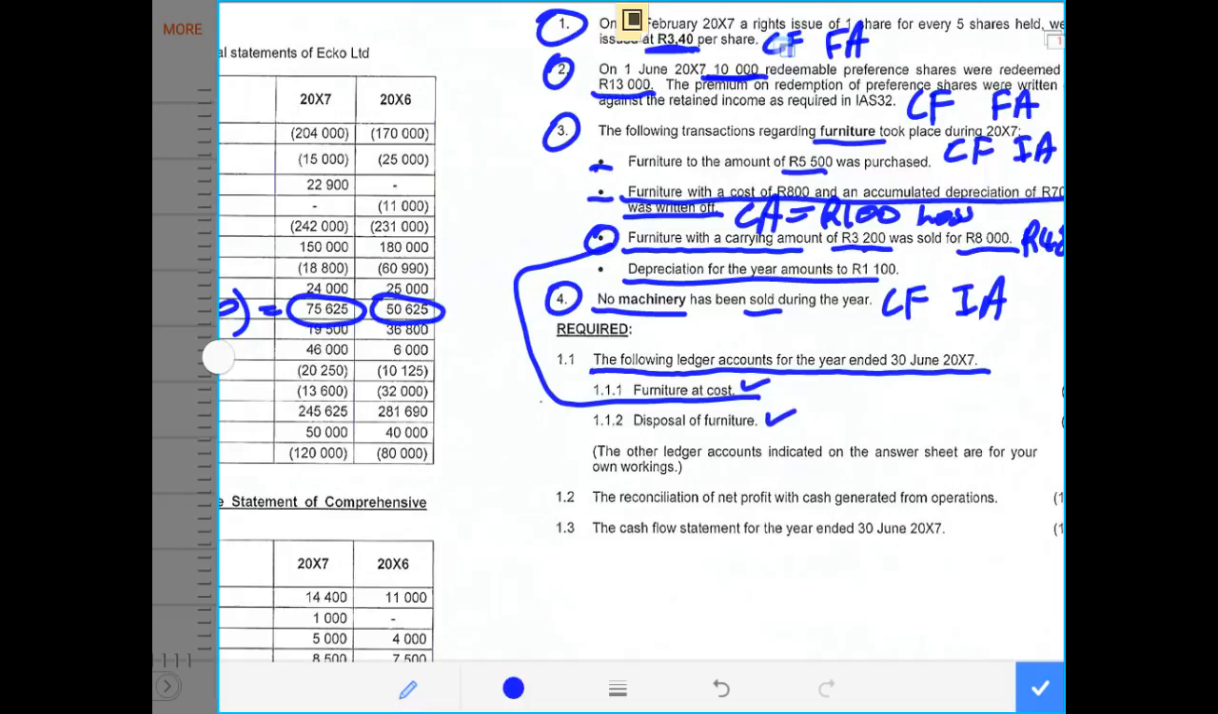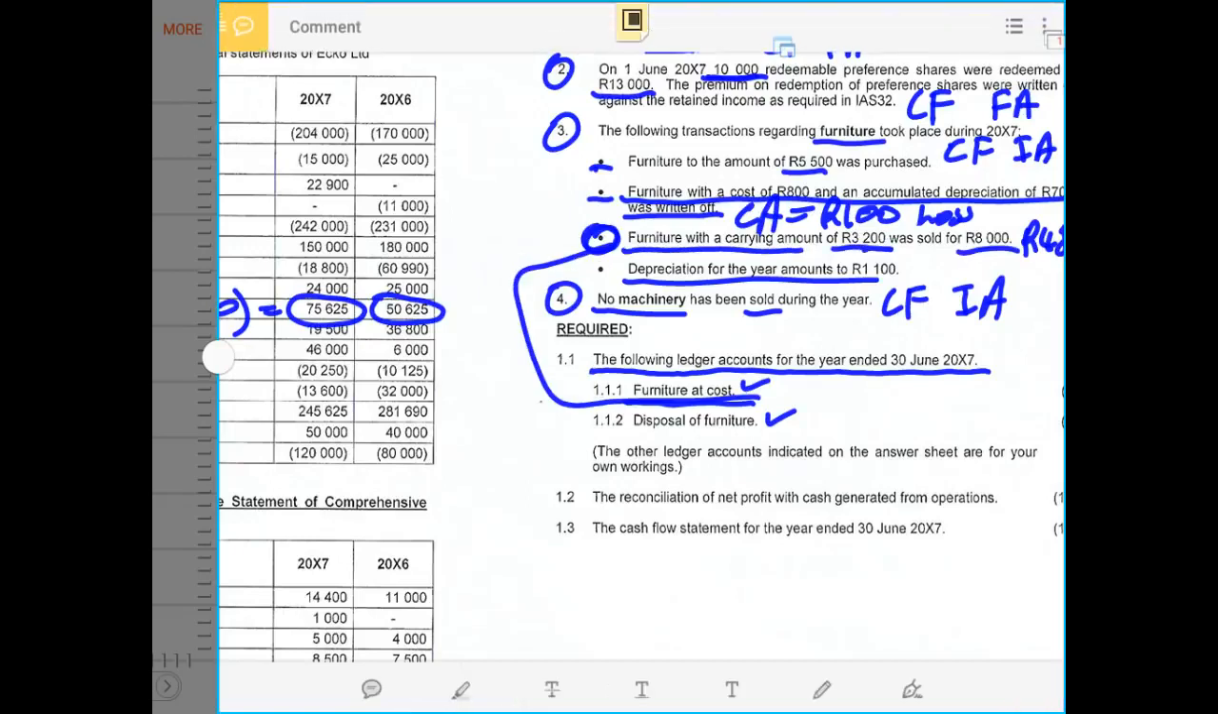We don't know the cost price for this furniture, but we are required to do a ledger account for furniture at cost price. It means we have to try to work out the cost price of the furniture that was sold in the third bullet point. We have to know the cost price based on the given information that we have. So now take that into attention, and when you do the ledger account, I'll explain all of that. But be mindful of the fact that we need the cost price of the furniture that was sold for 8,000 rands.